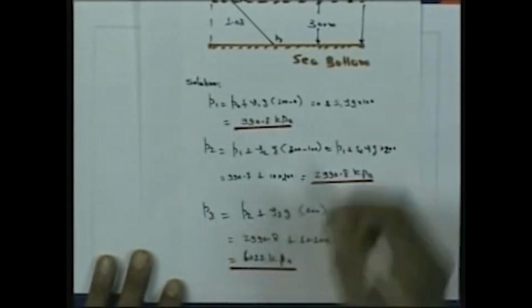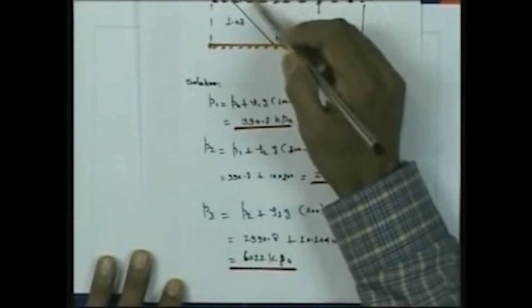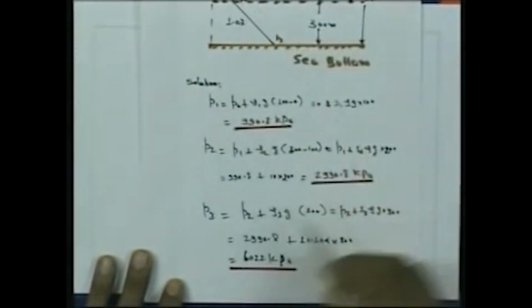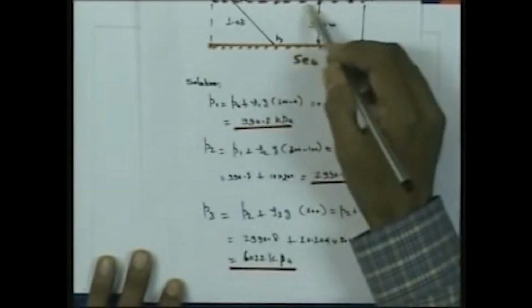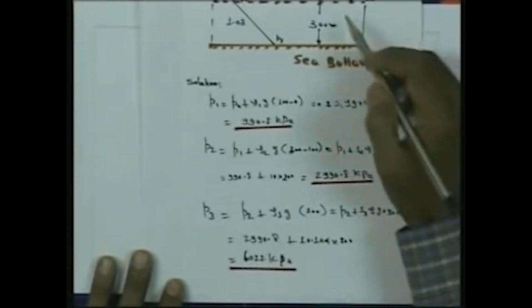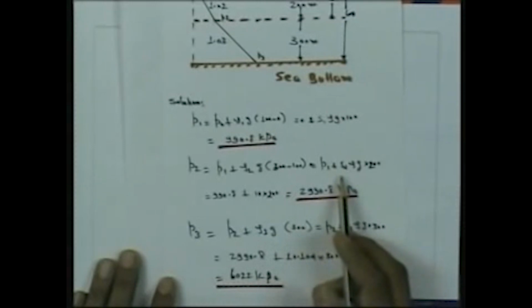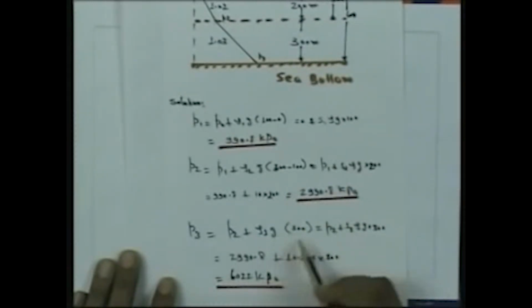So, P3 is equal to the total pressure of the first layer and second layer, all determined as P2. So, P2 plus the layer thickness. The total sea depth is 600 meters, and up to here is 300 meters. So, 600 minus 300, this depth will be 300 meter. So, to determine the pressure here, P2 plus rho 3 into g or into S3, where S3 is given as 1.03, multiplied by this depth 300.